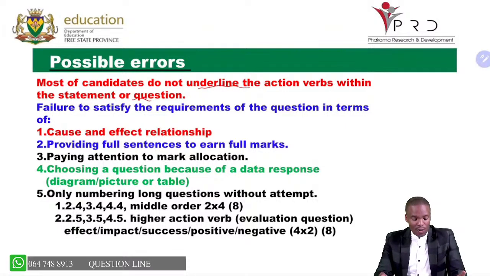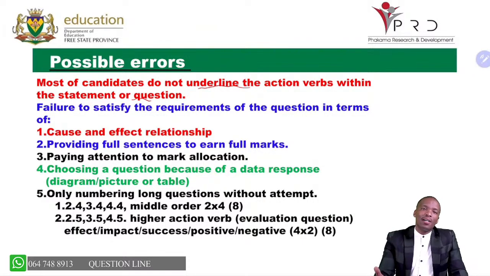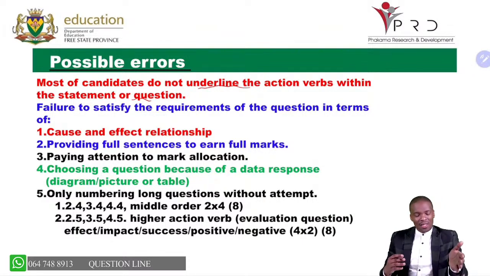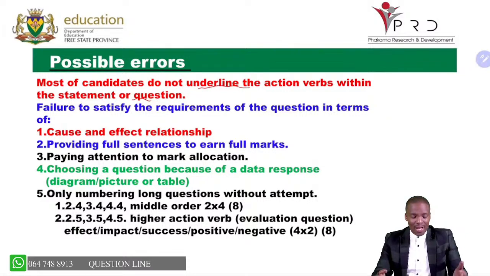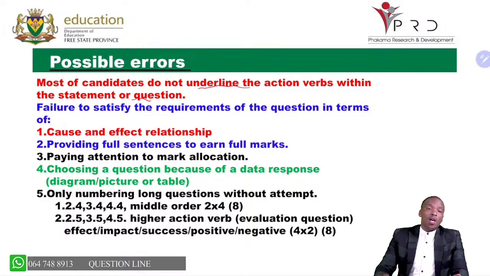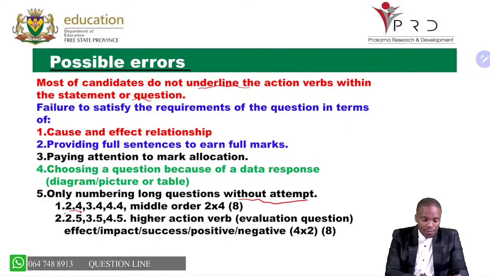Pay attention to mark allocation. And sometimes you choose the question because of the data response or a picture or a table that you favor. Where you've seen, no, I think I love circular flow. I think I've seen this. Then you start choosing those. That's a common error that happens. The other one, they come out without attempting the long questions. What do we mean when we say long questions? It's your 2.4, 3.4, 4.4.